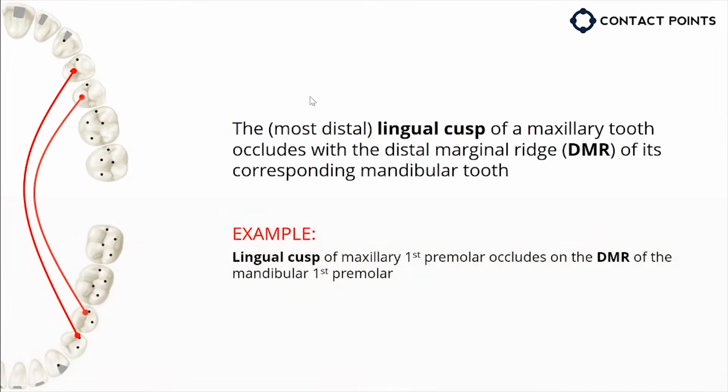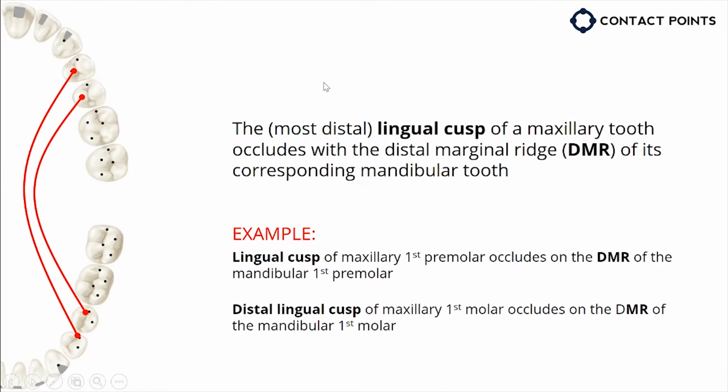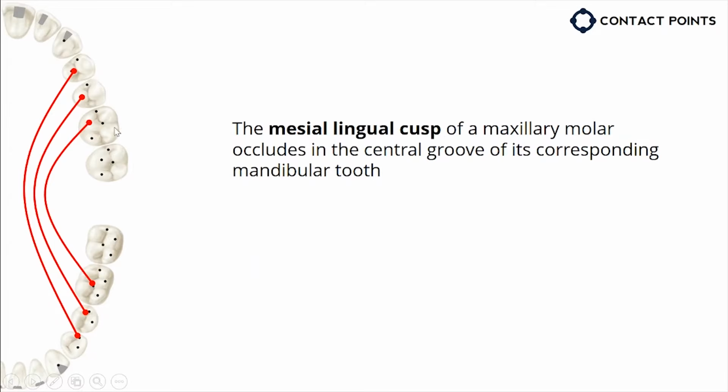We can run through all of these points, and of course when we get to the molar, we're going to find that it has a second functional cusp. Now if we look at all of the distal lingual cusps of the maxillary tooth, these are going to interdigitate with the distal marginal ridge of that mandibular first molar, or the corresponding mandibular tooth. And then the mesial lingual cusp is going to hit in the central groove.